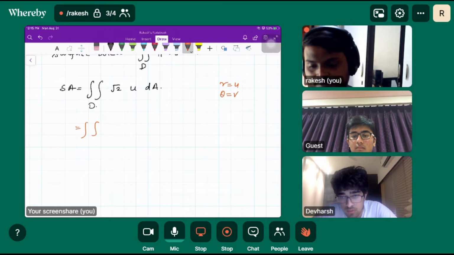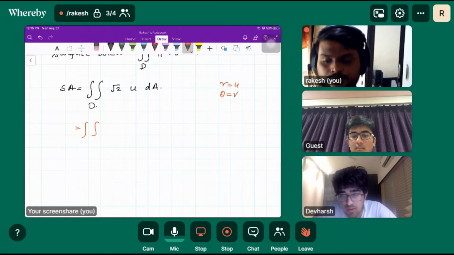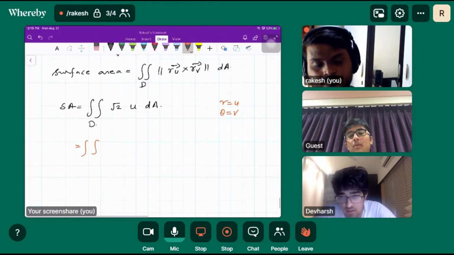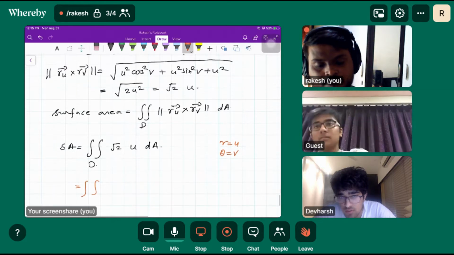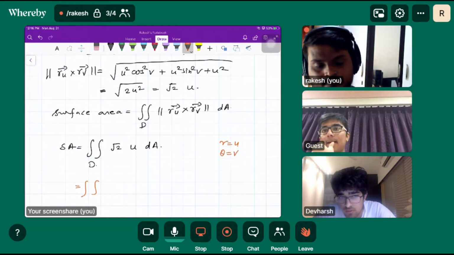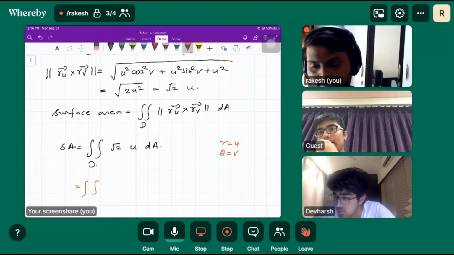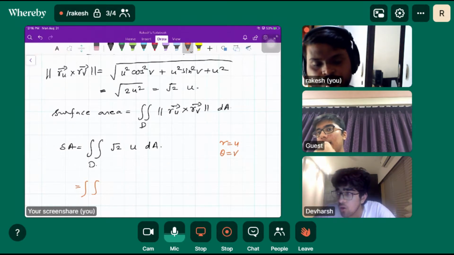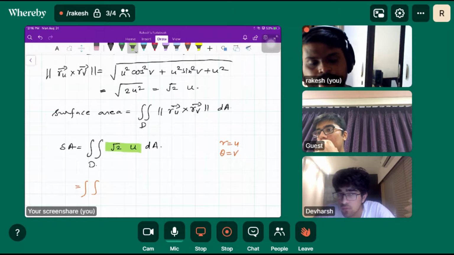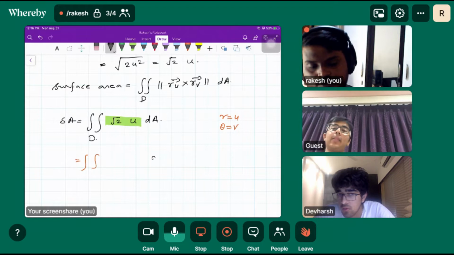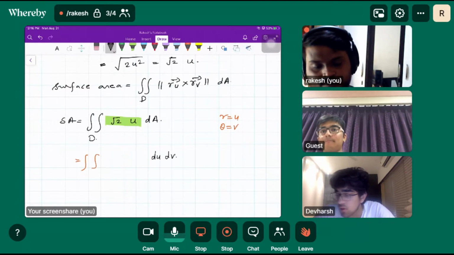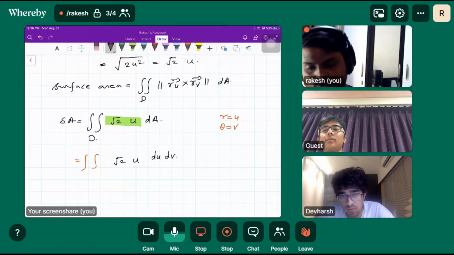Are you sure? You're saying instead of r dr d theta, in this case, we already found the Jacobian here. That's root 2 u. We already found the Jacobian, so dA is directly du dv times root 2 u.